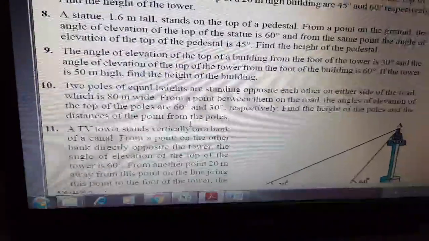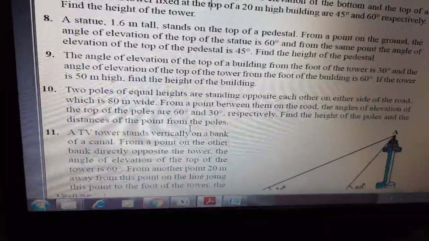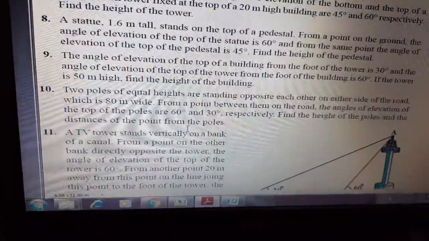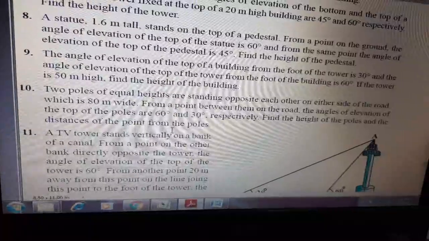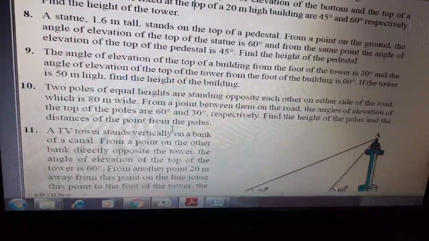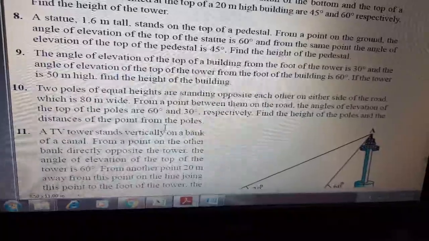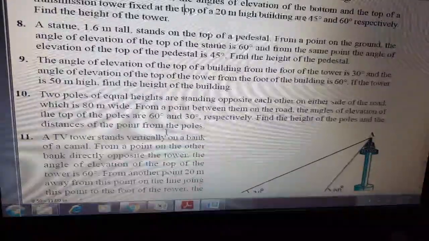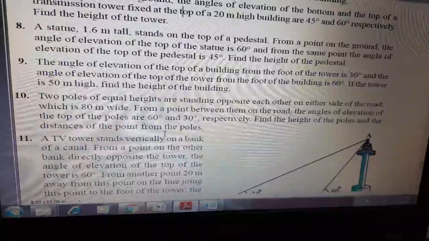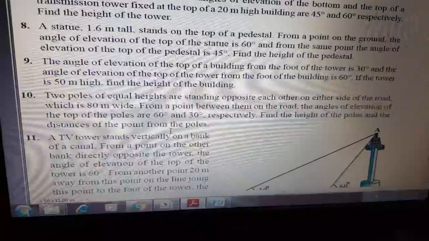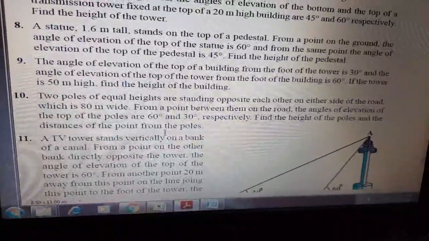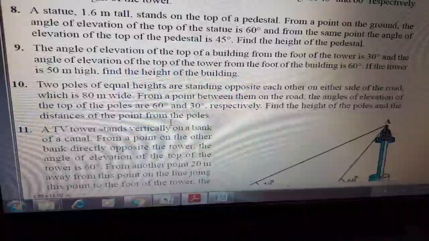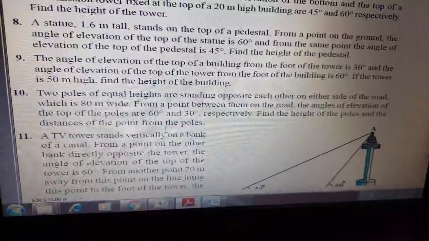We are solving in this video 10th class maths NCERT book chapter 9 exercise 9.1 question number 10. And what does question number 10 say? Two poles of equal height are standing opposite to each other on either side of the road, which is 80-meter wide. From a point between them on the road, the angles of elevation of the tops of the poles are 60 degree and 30 degree respectively. Find the height of the pole and the distance of the point from the poles.